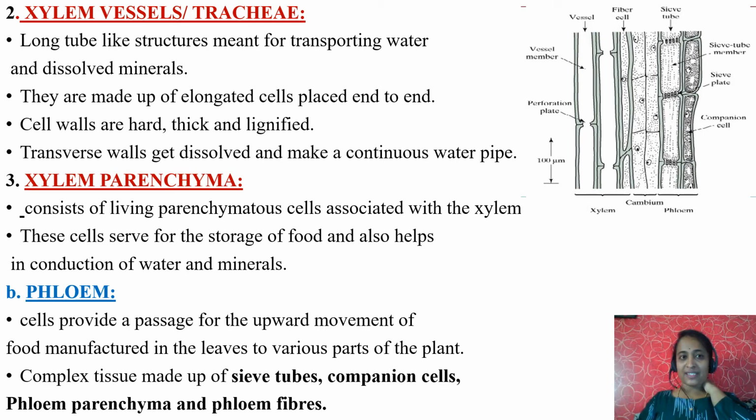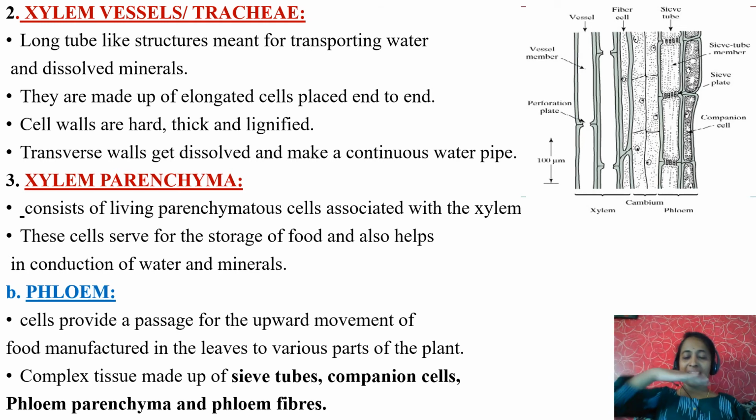Just like that previous cell, the xylem vessel is just like a tracheid. They are arranged just like a drainage pipe. What is its function? It helps in transport of water as well as mineral salts. They are made up of elongated cells placed end to end. Cell walls are hard, thick and lignified. The cell wall is made of lignin. That is why it is very thick and strong.